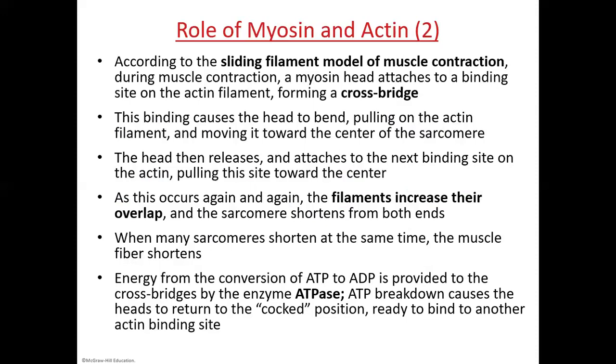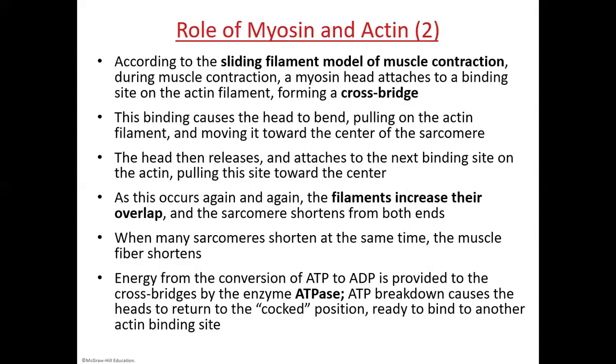ATP isn't free. ATP has to be remade constantly. So there's an enzyme called ATP synthase. It's abbreviated ATPase. This enzyme is found in the mitochondria, and it makes new ATP. Basically, it takes the byproducts of muscle contraction, the ADP and the inorganic phosphorus, and then recombines them to make ATP.